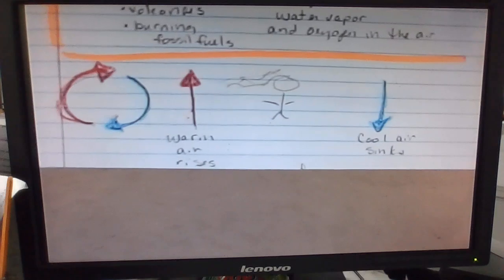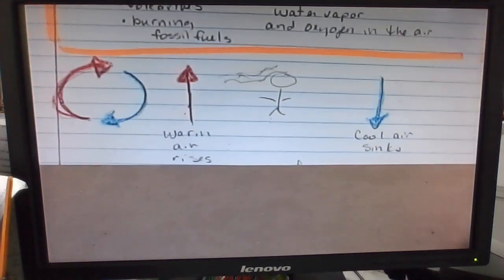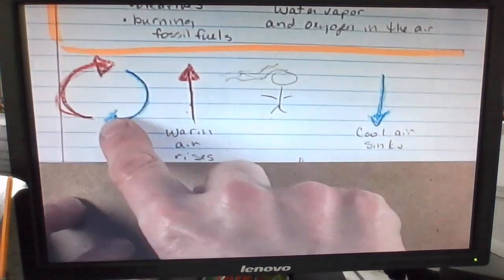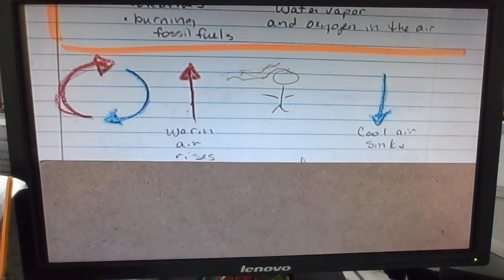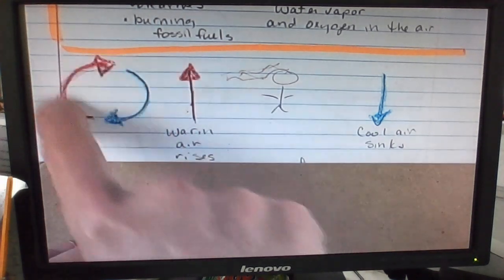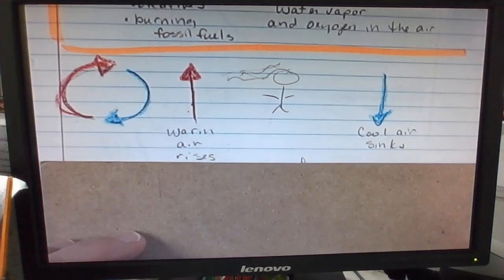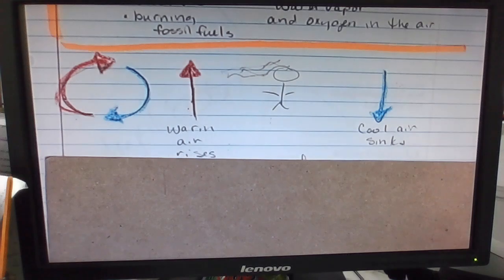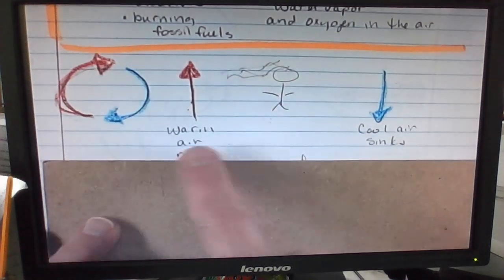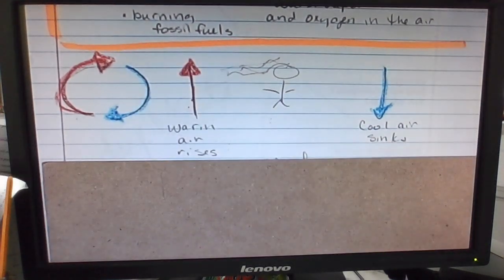Before we actually get into our little diagram of temperature inversion, we have to take a step back and look to see how air is actually flowing. Do we recognize this little up arrow, down arrow? Do you remember what it's called? Circulation. Yep, convection currents. Convection current. So warm air rises, cool air sinks.